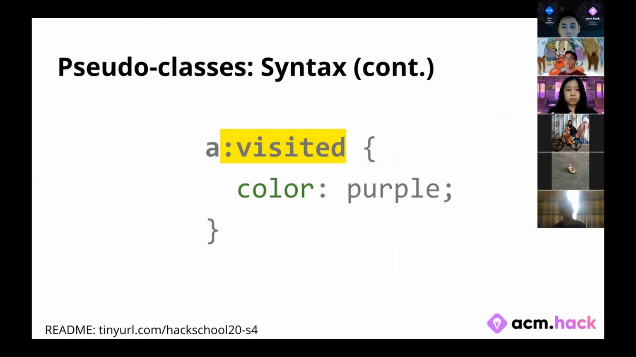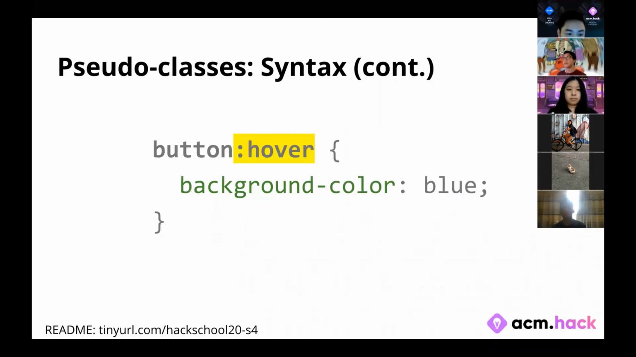Here is the first case, when we had a link. If we wanted to change the color of it after being clicked to purple, then we would do a, and then colon visited, because that's the pseudo-class of a. And then we would change the text color to purple. Similarly, for the bottom example, when we change the hover color to blue, how we would change that style is using the button and then referring to the hover pseudo-class, and then changing the background color to blue.